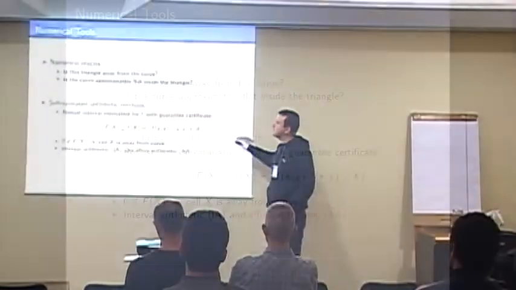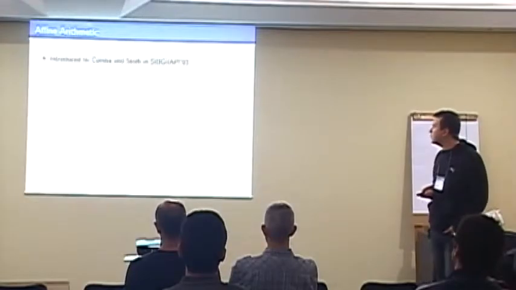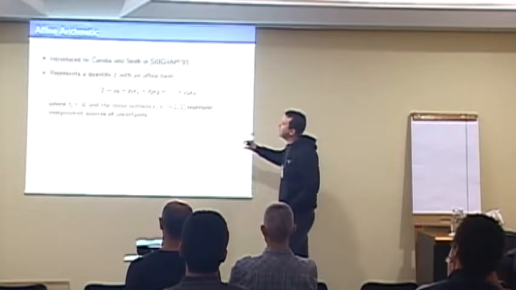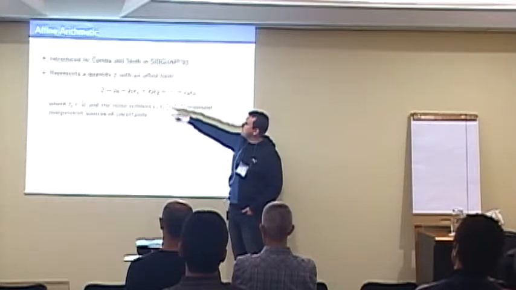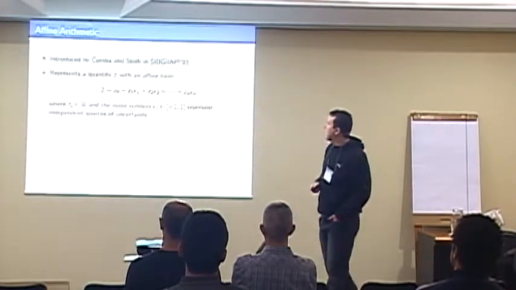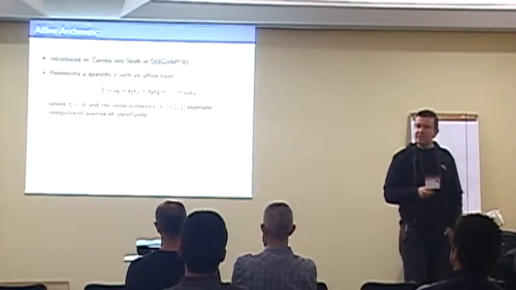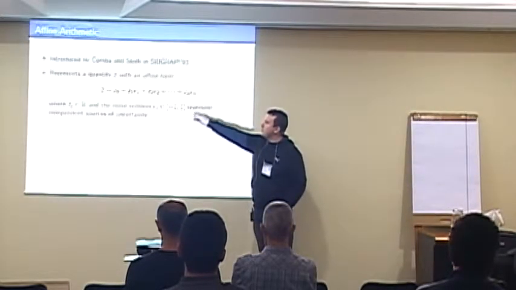Two examples of self-validated arithmetic methods are interval arithmetic and affine arithmetic. Affine arithmetic is a remarkable numerical method introduced by João Comba and Jorge Stolfi at Sibgrapi 93. Affine arithmetic represents a real quantity z by this expression, where each value z_i is a real number, and the values epsilon_1 until epsilon_n are the noise symbols, which belong to the interval -1 to 1.